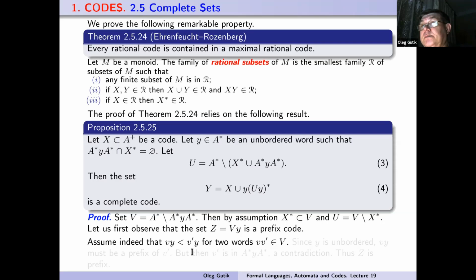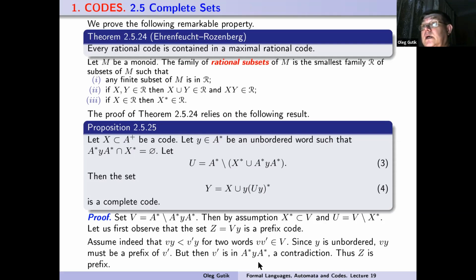Assume indeed that V y is a prefix of V prime y for two words V, V prime from V. Since the word y is unbordered, V y must be a prefix of the word V prime. But then V prime lies in the set A star y A star, a contradiction. Therefore, we get that Z is a prefix code.